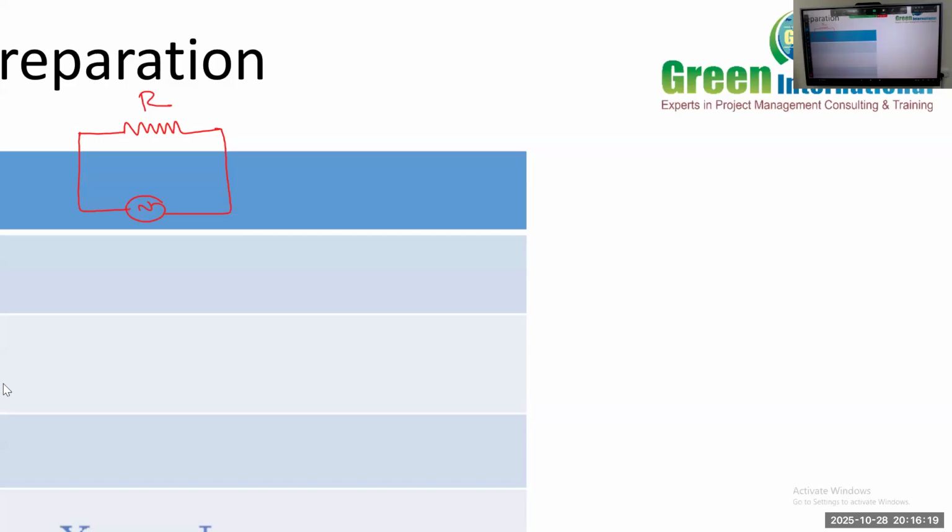We have a resistance and we are giving an AC supply. How much voltage are we giving? We are giving the instantaneous voltage, small letter v, Vm sin omega t. So what will happen? There is a passive component, there is a source, so the circuit is closed. That's why current is flowing, an instantaneous current.